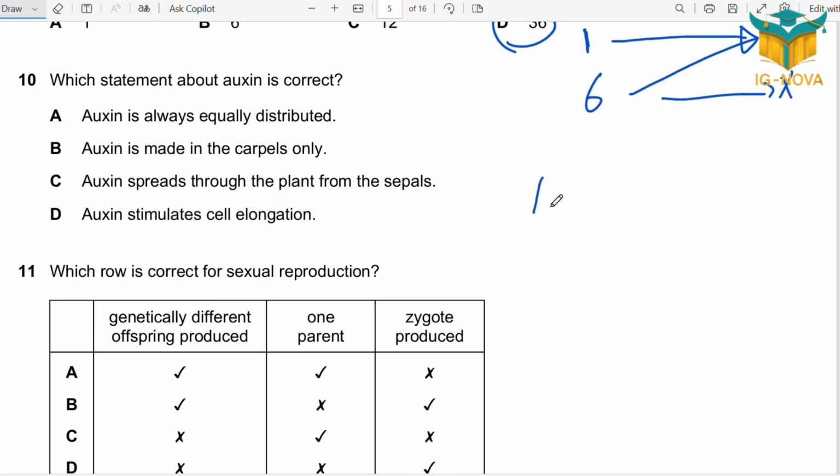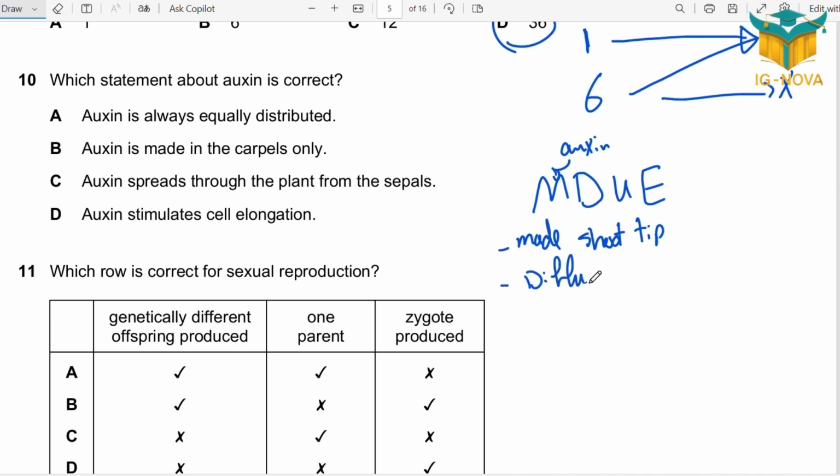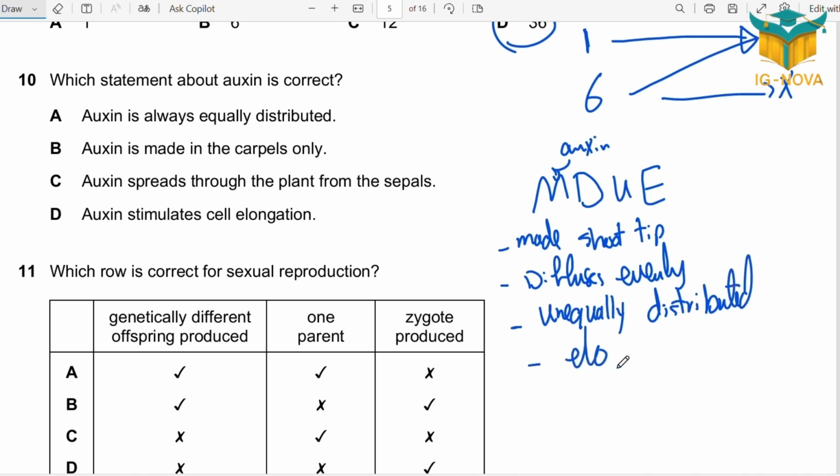Question 10. Auxin technique: MDUE. Auxin is M. M is made in the shoot tip. D, diffuses evenly. Diffuses evenly firstly. U, unequally distributed. E, it causes elongation growth.